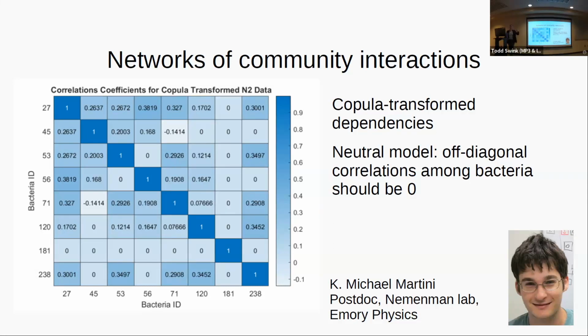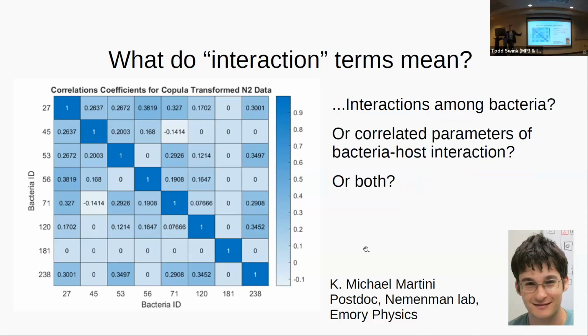Because these are not interaction coefficients. These are informational dependencies. We try to actually fit a model to these, to figure out where could these coefficients come from? It's actually really hard to tell from snapshot data what these interaction coefficients mean. It could be that we actually have interactions among bacteria that are in some way generating these terms. We could have correlated parameters of bacterial host interaction. If different hosts are drawing parameters from sets, and these parameters are correlated across bacteria, you can also get these terms. Both could be true. We can't tell from these data.